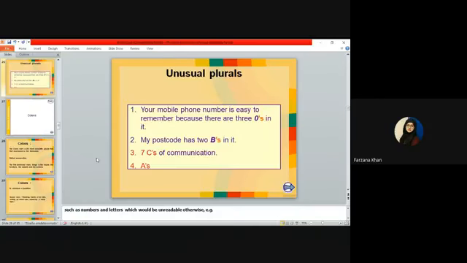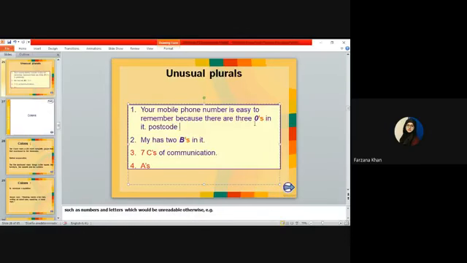Another use of the apostrophe is that it is used in unusual plurals, such as numbers and letters, which would be unreadable otherwise. For instance, here you can see in the example, your mobile phone number is easy to remember because there are 3 O's in it.